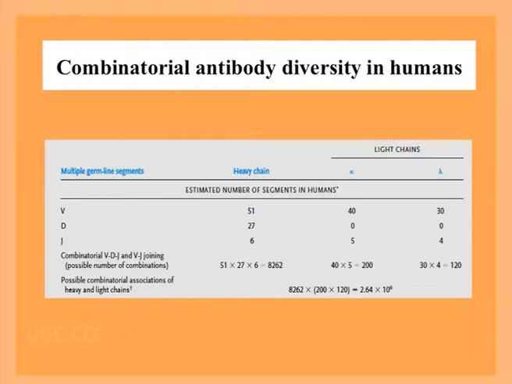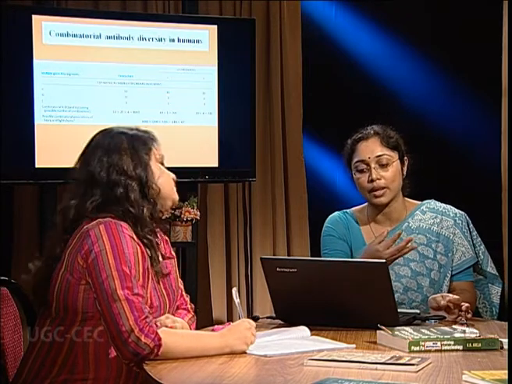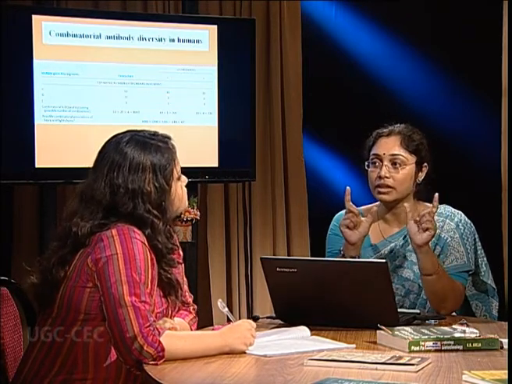So, there are many V gene segments, many D gene segments and many J gene segments, and any one of the V gene segments can join with any one of the D gene segments and with any one of the J gene segments. So, you can calculate very easily how many different variable regions can be developed from all these gene segments. It is in the order of 10 to the power 6. So in our system, the variable region diversity is in the order of 10 to the power 6.